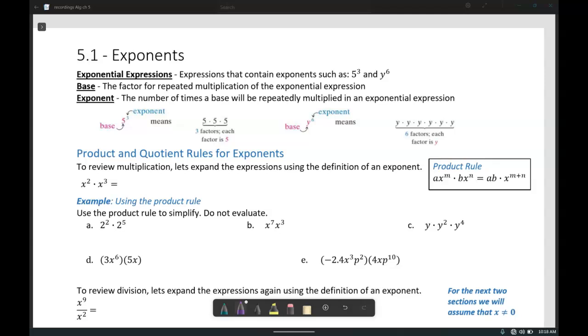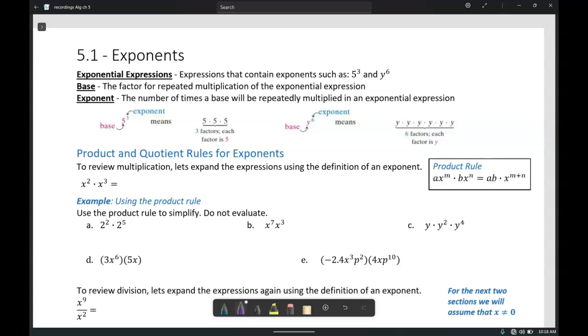Our base can be a numerical value, or it could be a variable, or it could be a combination of them. The base is the factor for repeated multiplication, and the exponent is the number of times the base will be repeatedly multiplied. Therefore, 5 to the third power represents 5 being multiplied by itself 3 times, while y to the 6th power represents y being multiplied by itself 6 times.